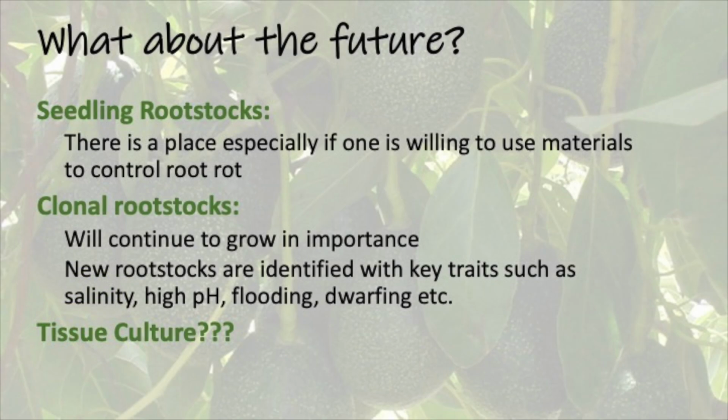So what about the future? I think seedling rootstocks are fine if you don't have root rot. It's fine if you're saying, I'm going to rely on phosphonic acid, I'm going to rely on mulching. We have a lot of trees in Southern California that are still old trees on seedling rootstock. So you can use seedling rootstock.